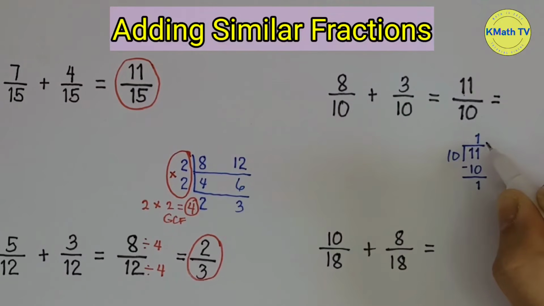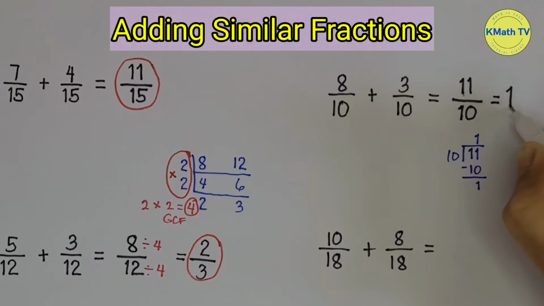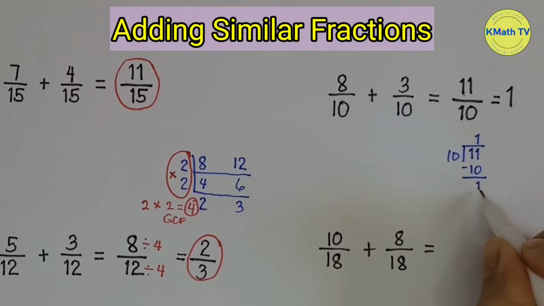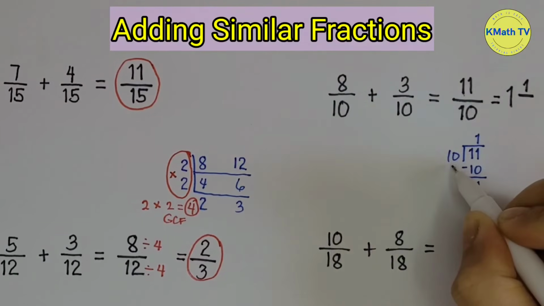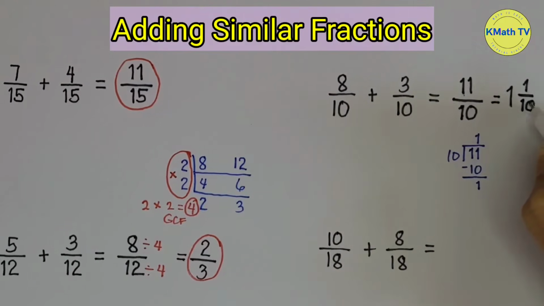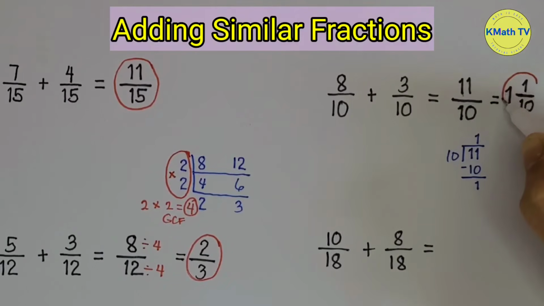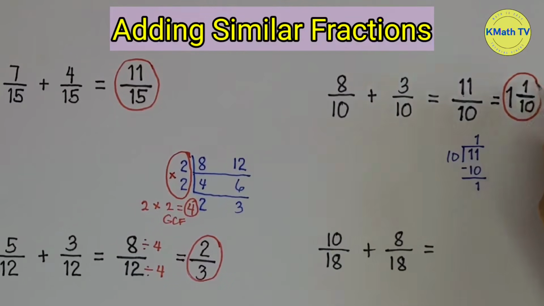The quotient is the whole number. The remainder is the numerator of the fraction. And the divisor is the denominator. Okay, this is now the answer. The answer is 1 and 1/10.